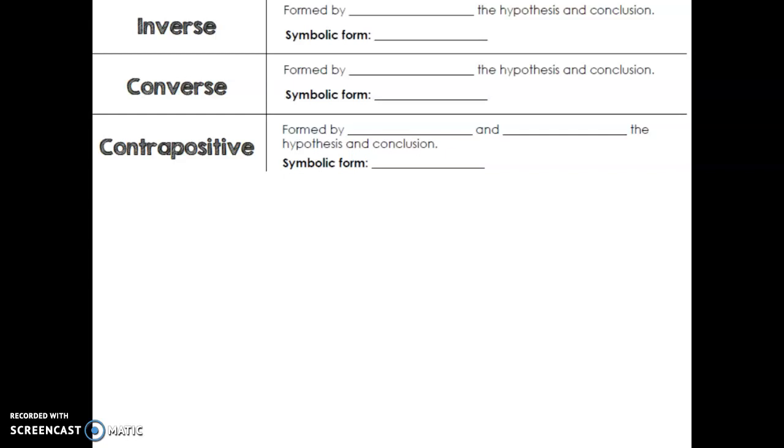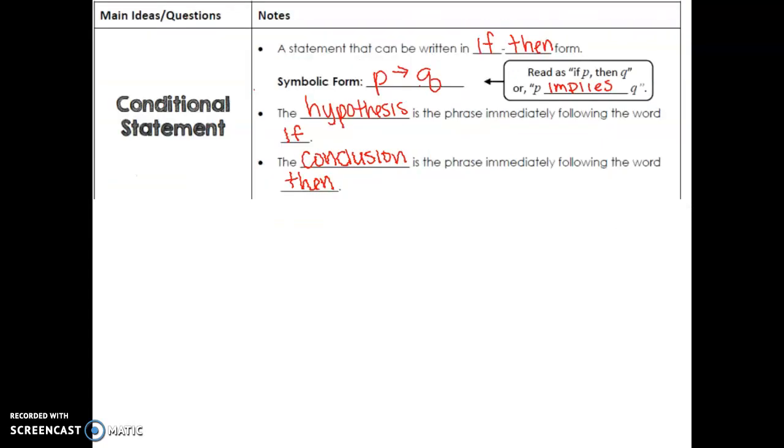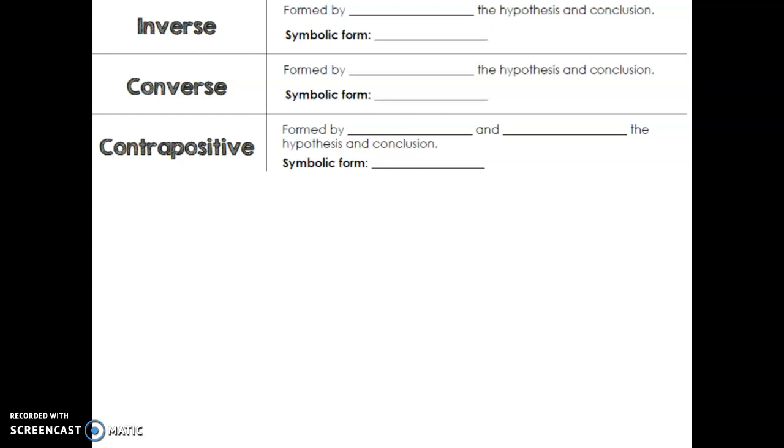So this is actually the back of the sheet that says conditional statements. It looks like this at the very top. You flip it over to the back, then you will see inverse, converse, and contrapositive. These are all very important vocabulary words that we need to know for our quiz that we are going to have on September 16th.